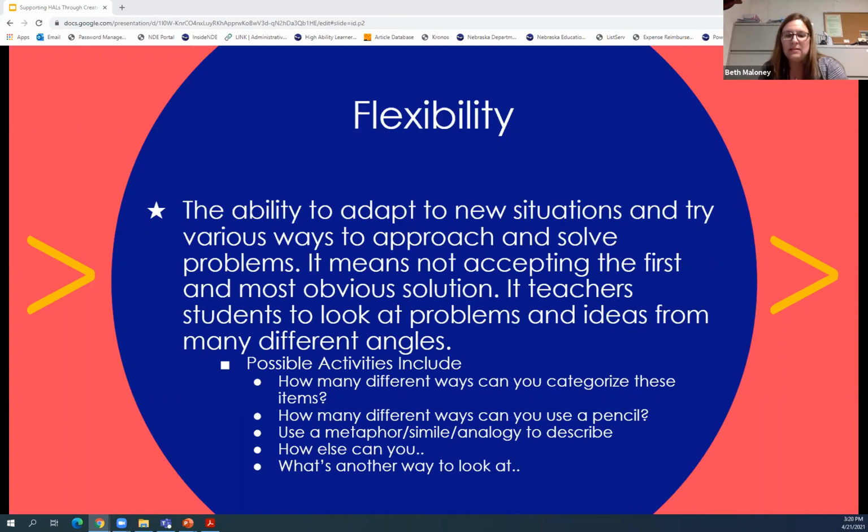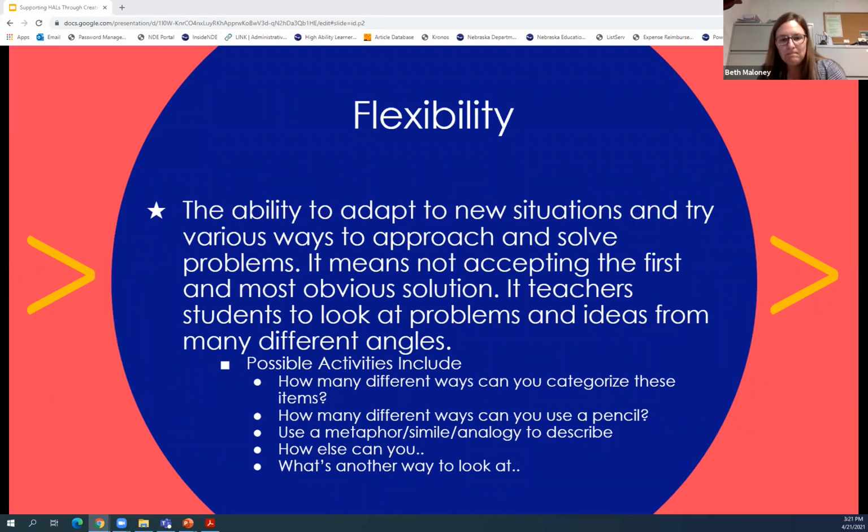So just a few sentence starters for you. How many different ways can you categorize these items? Or how many different ways can you use a pencil? Or using metaphors, similes, and analogies? Or how else can you, whatever. Another way to look at it. So it's all about perspective.